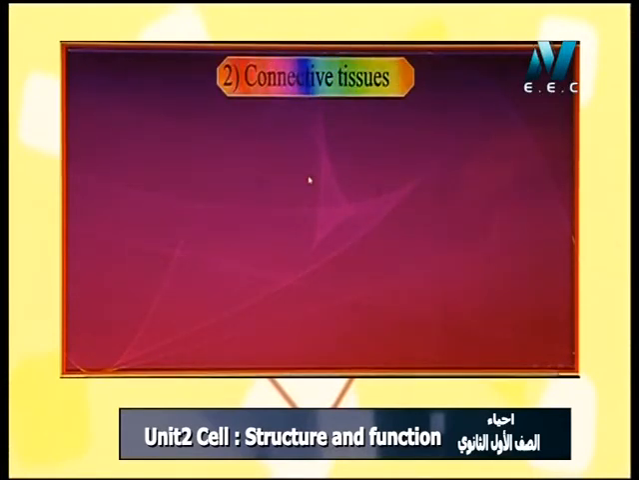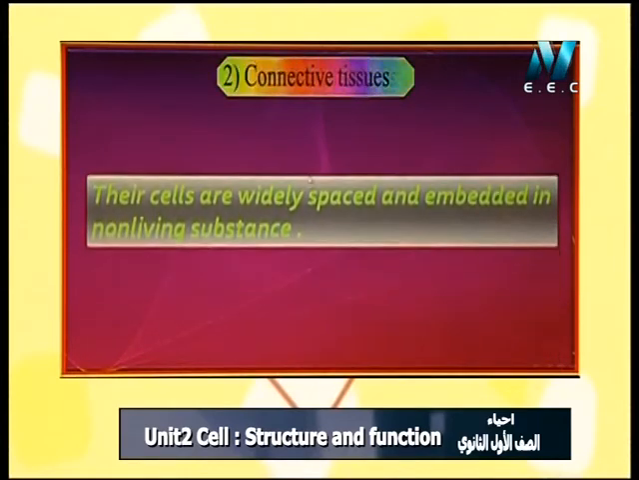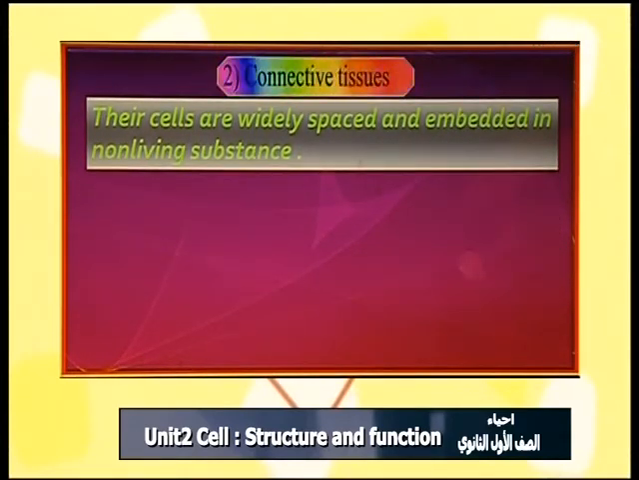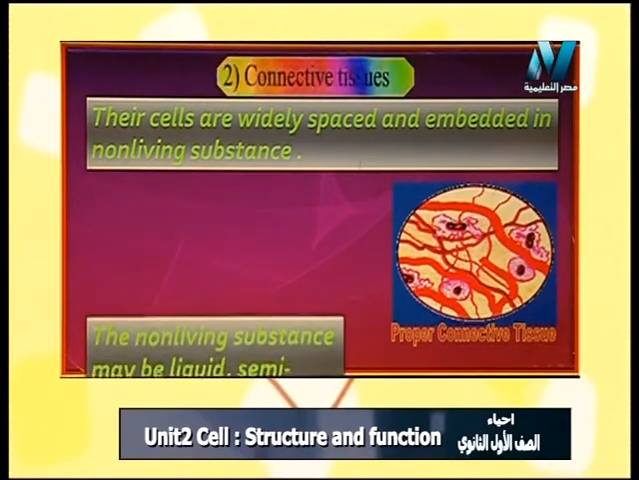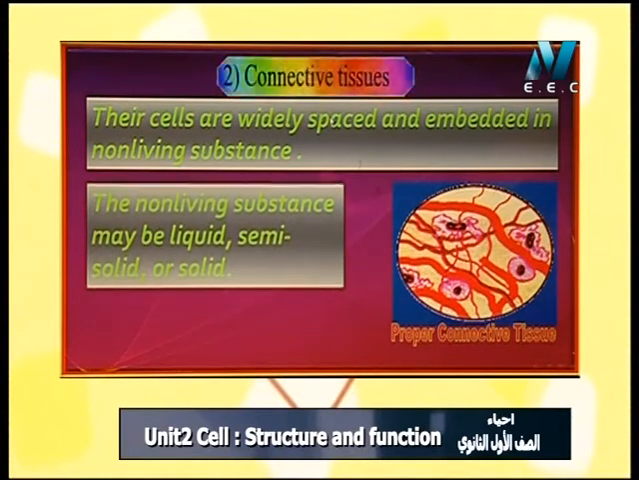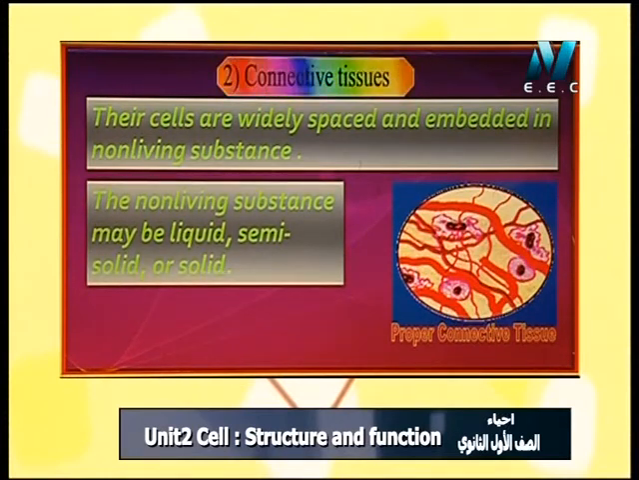The connective tissue is the tissue composed of cells that widely spaced and embedded in non-living substance. The connective tissue are divided into 3 types of connective tissue: connective tissue proper, vascular connective tissue, and skeletal connective tissue. The non-living substance in the widely spaced living cells are called the matrix. The matrix may be liquid, semi-solid, or solid.